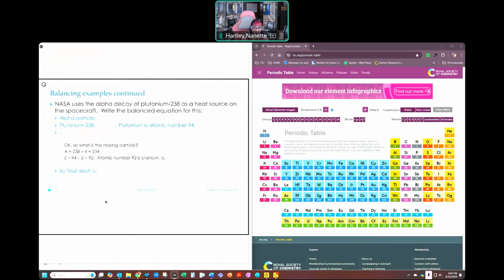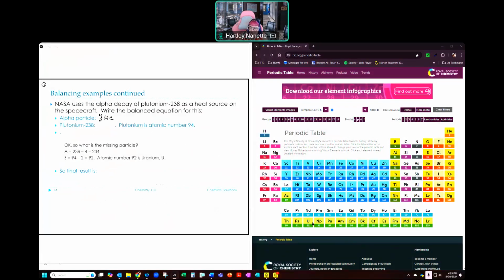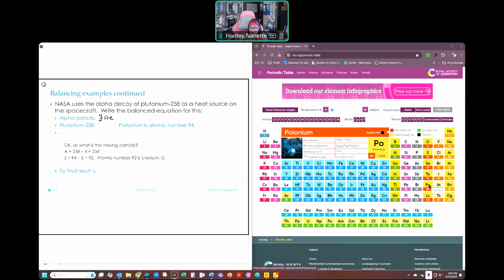NASA uses the alpha decay of plutonium-238 as a heat source on the spacecraft. Write the balanced equation for this. So what's an alpha particle again? Alpha was the 4, 2He. Plutonium-238. So if I go find my plutonium, this is polonium.